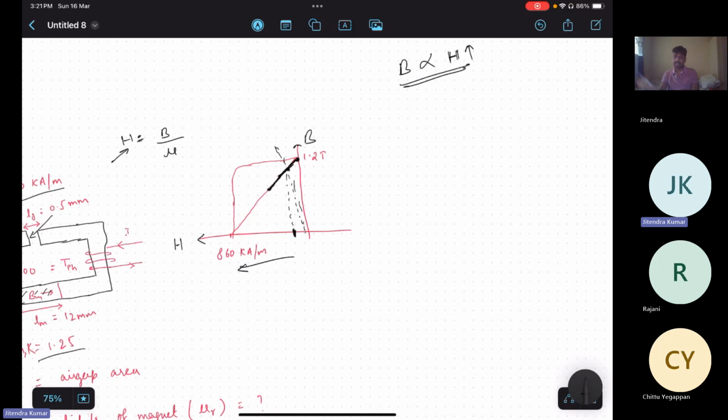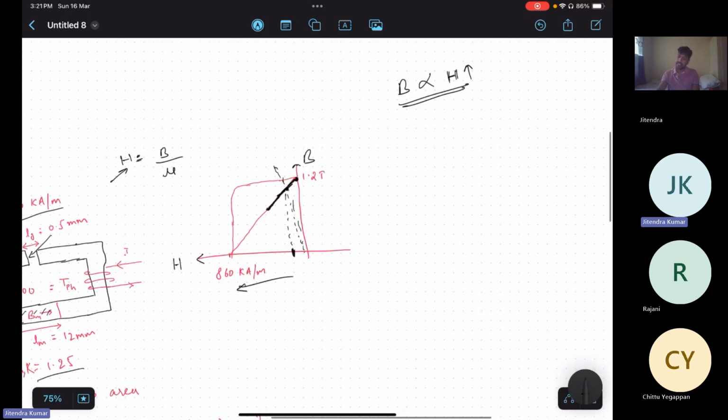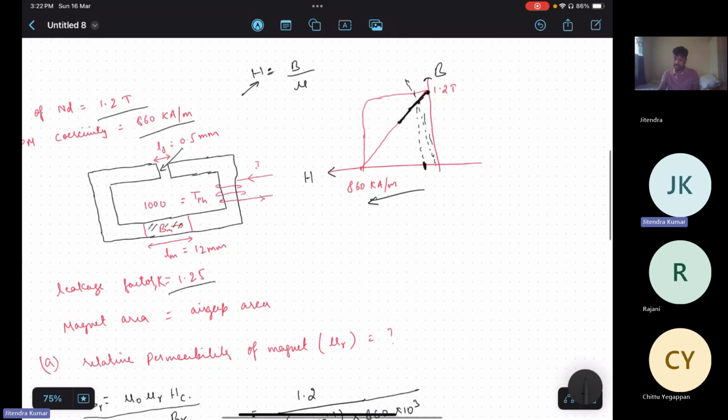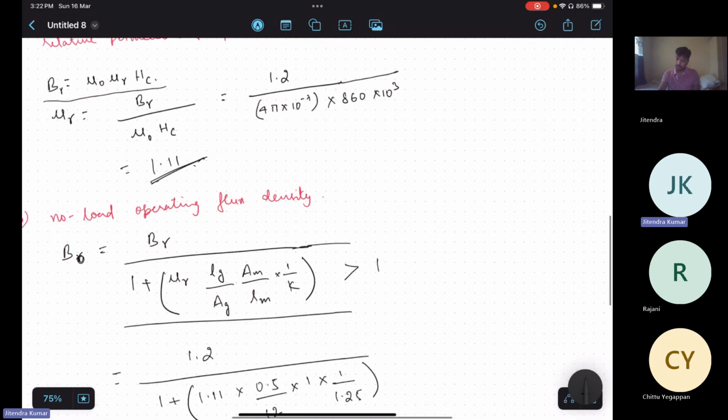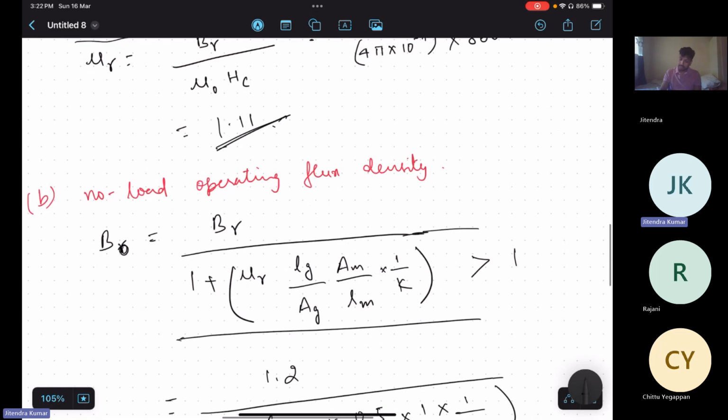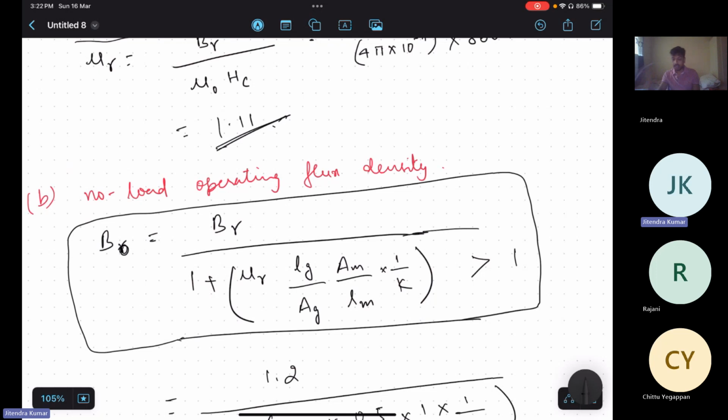So as load will increase, the magnetic flux density of the permanent magnet will reduce. This was a very crude way to explain. Here I have written B directly proportional to H, but according to this slope, you could derive the expression between them. This expression is derived from that load line, at any operating point. Here we are being asked about the no load operating point flux density.